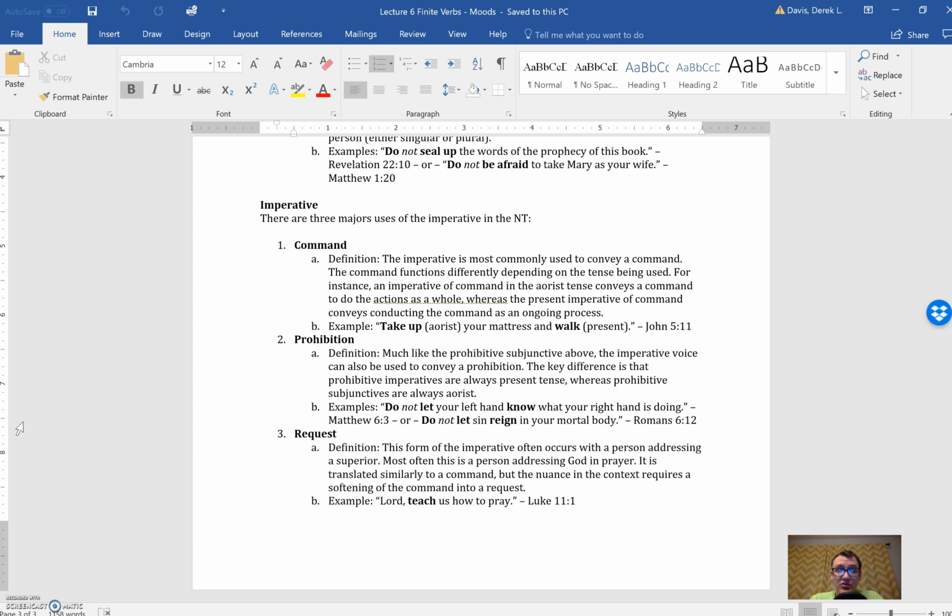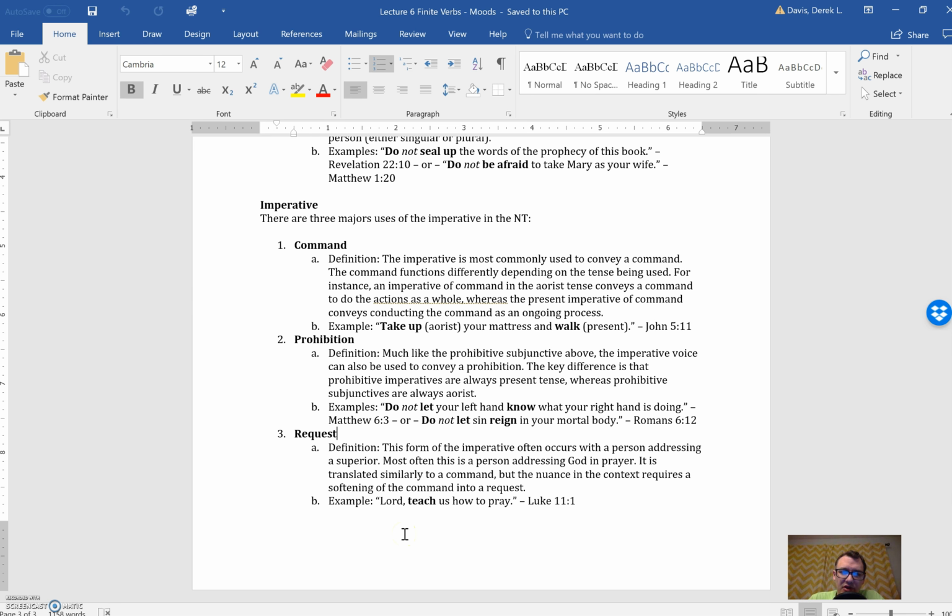So you'll look up the word, you'll see that it's an imperative, and then you will note if there's a negative particle there. And if there is, and it's translated "not," then you will decide that this is a prohibition imperative. Okay? And then the final is request.